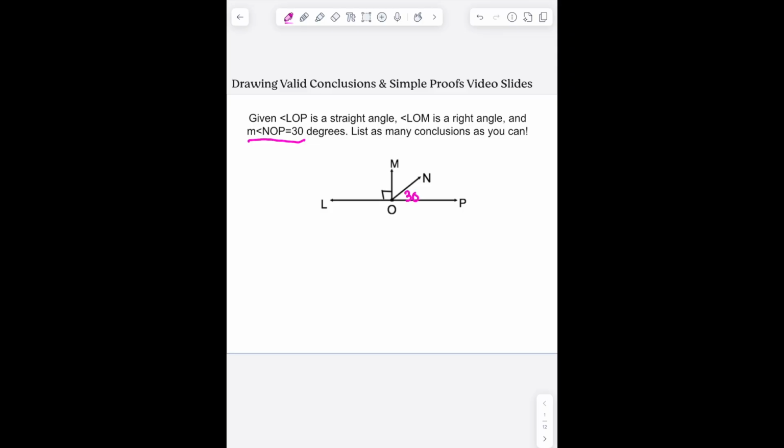I'm going to put that into the diagram. List as many conclusions as you can. Feel free to pause the video so you can come up with some of your own conclusions, and then you can unpause the video to check your answers.